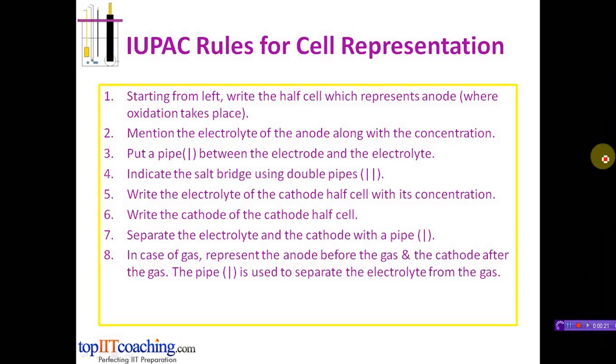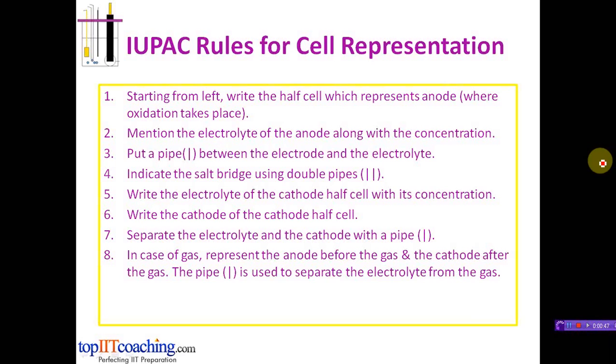Then the electrolyte of the anode is mentioned along with its concentration. A pipe is used between the electrode and the electrolyte, denoting that the two are in different phases and hence there is a surface barrier. If the two electrodes, that is the anode and the cathode, are separated by a salt bridge, we use double pipes to denote that salt bridge after the anode. Then the cathodic half cell is represented.